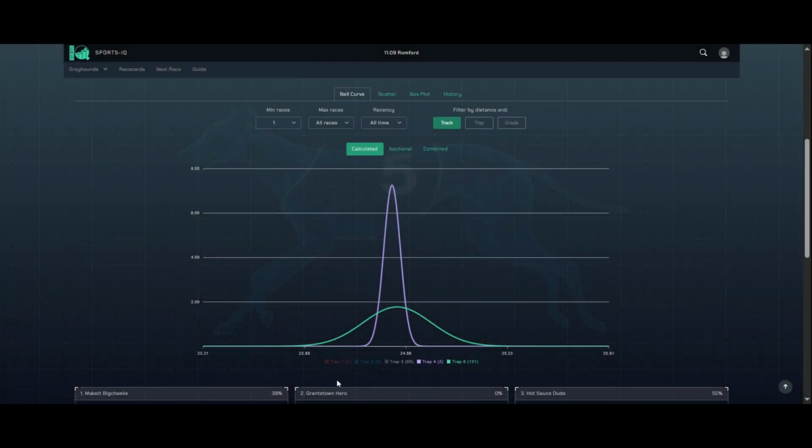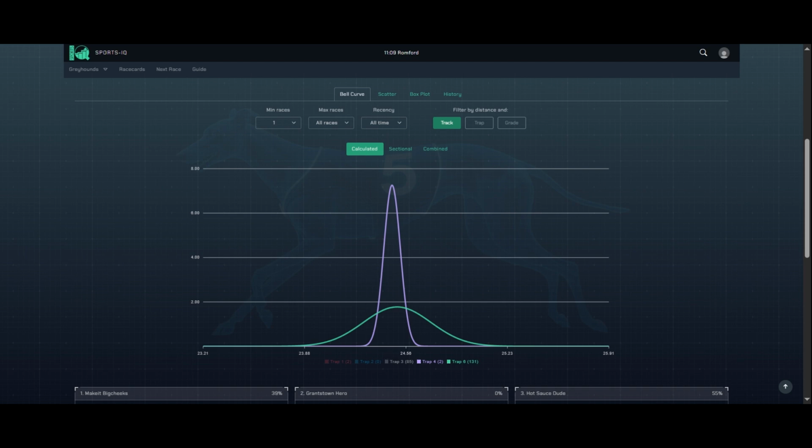So let's have another look at these two bell curves. We can see that trap 4 is quite narrow, so we know that the spread between its most extreme fast and slow times isn't that wide. And it's really tall, showing a high concentration of its race times must be in a very small spread, so it's a very consistent dog.